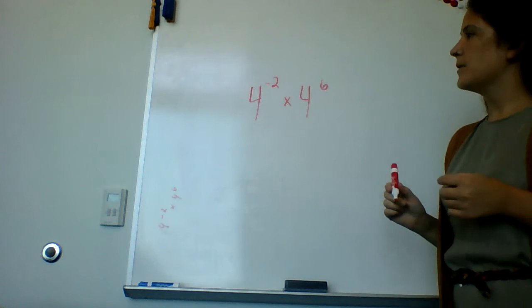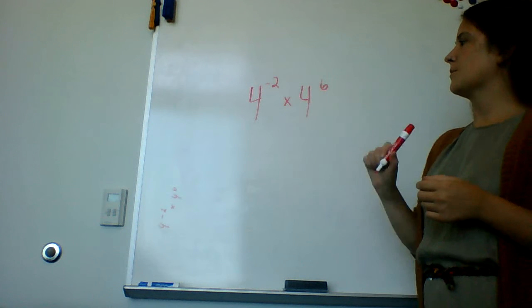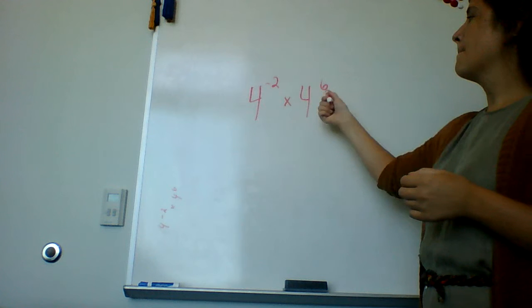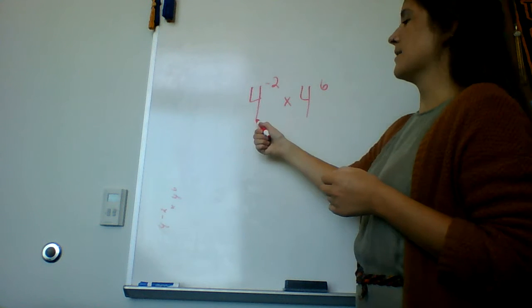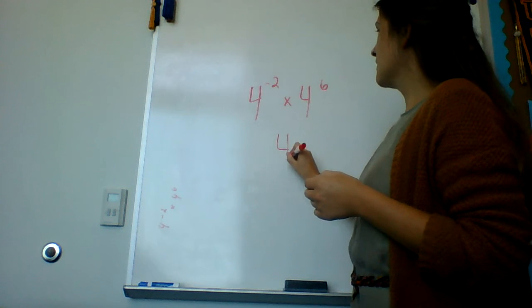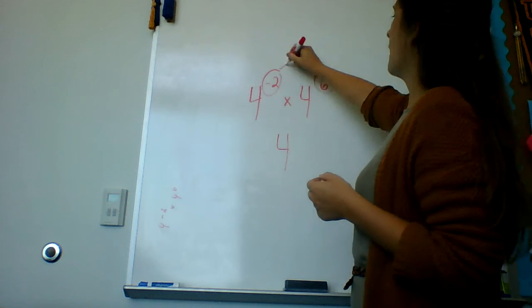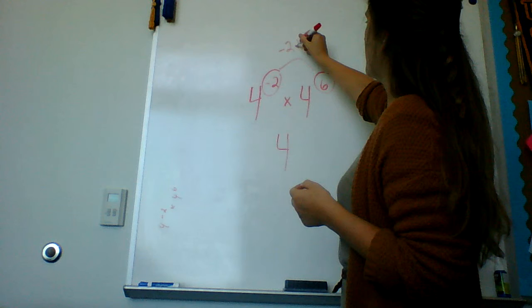What's different about this one is that there is a negative exponent. Same thing, I'm multiplying, so I know that I can add my exponents when the base is the same. So the base is 4, and now I'm going to add my exponents. It helps me to write this out. I'm going to do negative 2 plus 6.